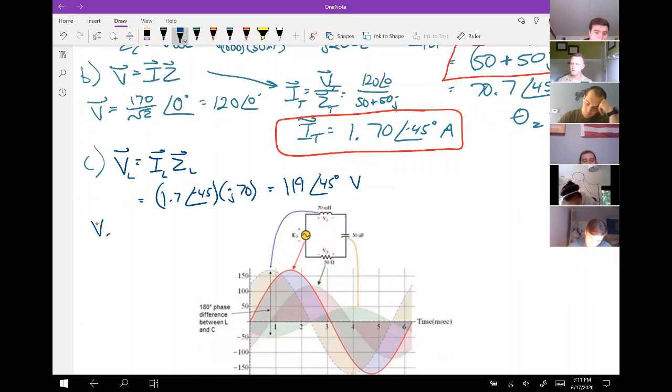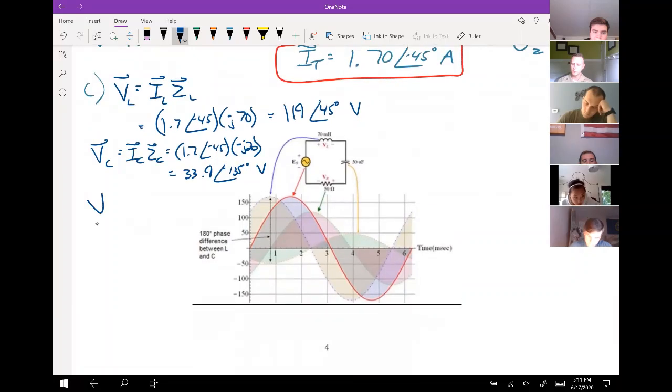V of the capacitor is the same one, the I going through the capacitor times the Z of the capacitor. The I of the capacitor is the same as the I total, 1.7 angle negative 45. And now we have negative J20. And that one is 33.9 angle negative 135 degrees.